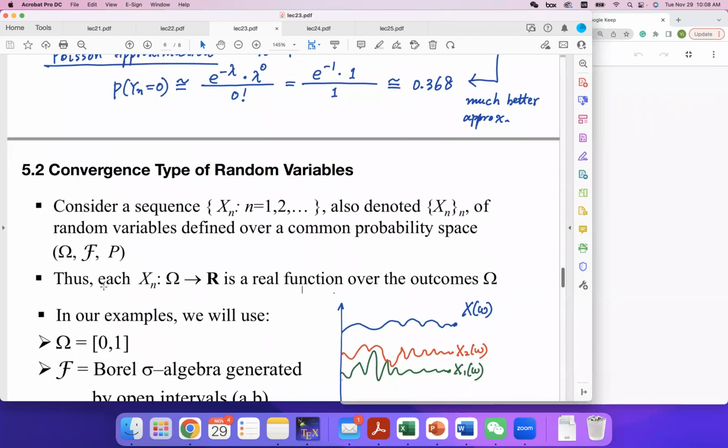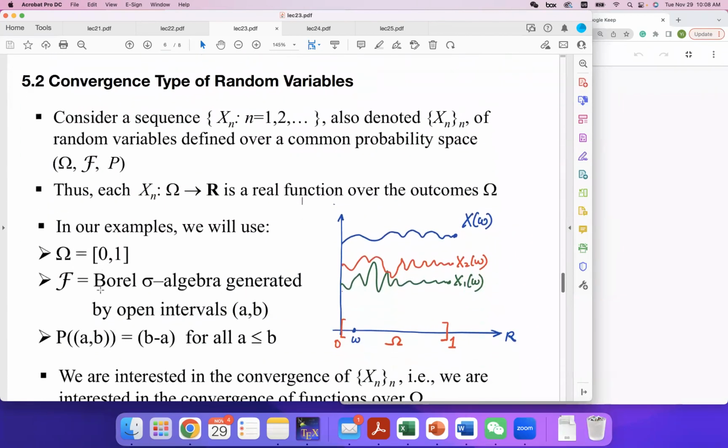Next, we will formally introduce several different types of convergence of random variables. These are very important and useful concepts. They are a little bit advanced, but they are the very basic and fundamental concepts for studying random processes.